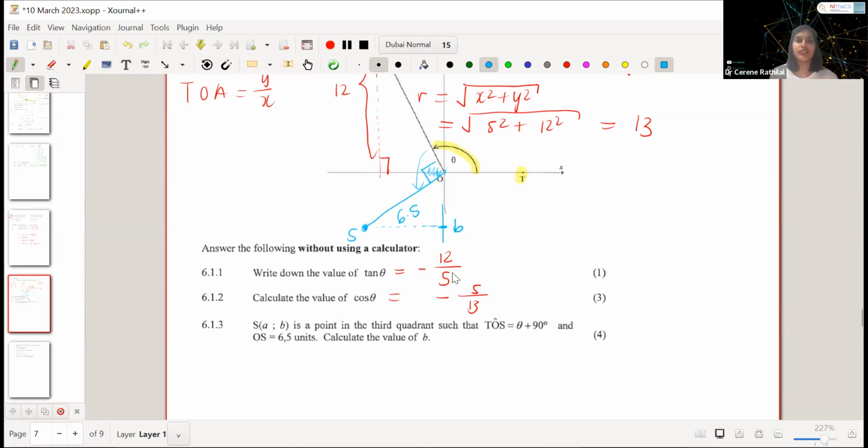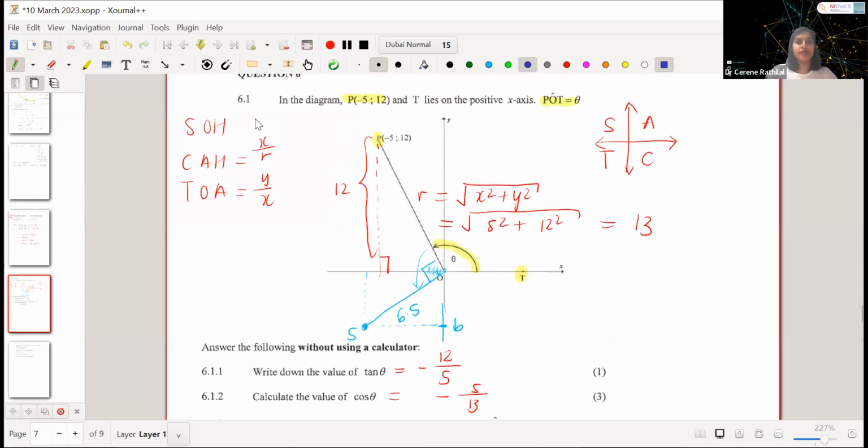So what I should essentially do if I want to know what B is, I should write down a trig formula that has B, the length of B in it, isn't that so? Wouldn't you agree? So how do I go about doing this? Any suggestions? Why don't I say the following? Why don't I say sine of 90 plus theta? What is sine? Sine is, I didn't write it down, opposite over hypotenuse.